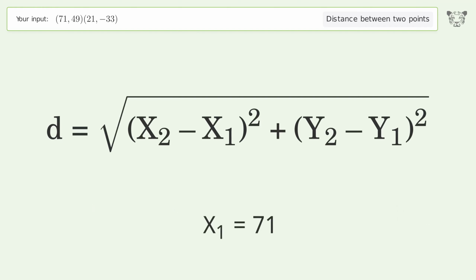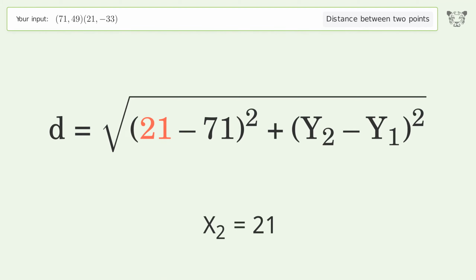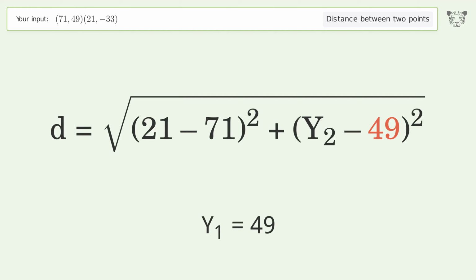x1 equals 71. x2 equals 21. y1 equals 49. y2 equals -33.